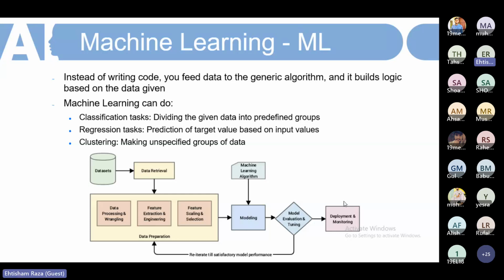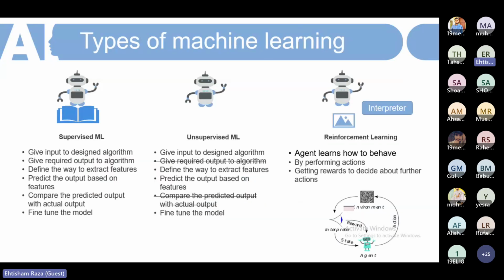Next is types of machine learning. There are three main types of machine learning. Basically, there are four types, but we are going to talk about the three main types, which are mainly used: supervised machine learning, unsupervised machine learning, and reinforcement learning. We're going to talk about supervised learning first. Give input data to the algorithm. Give the required output to the algorithm. Define the way of extracting features. Predict the output based on the features. Compare the predicted output with the actual output. Fine tune the model.